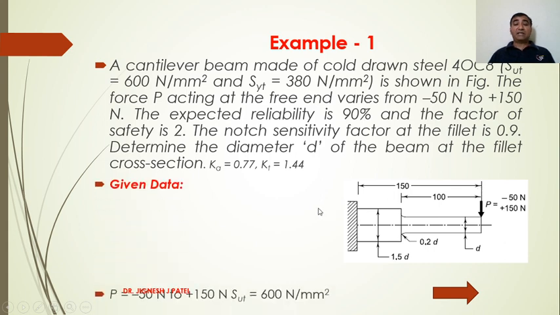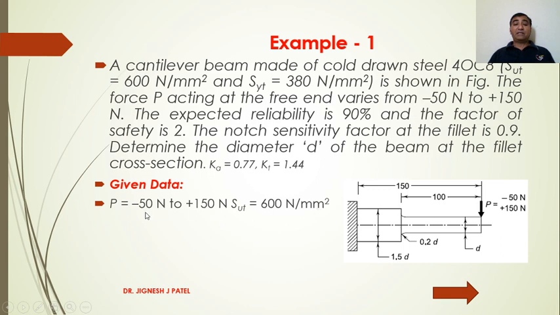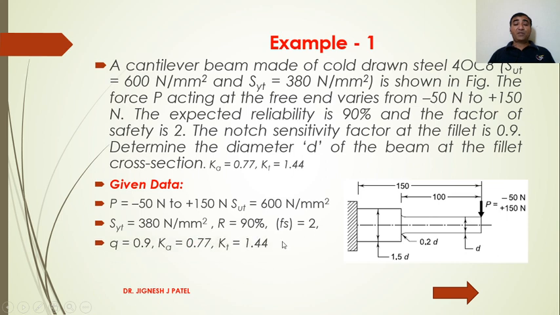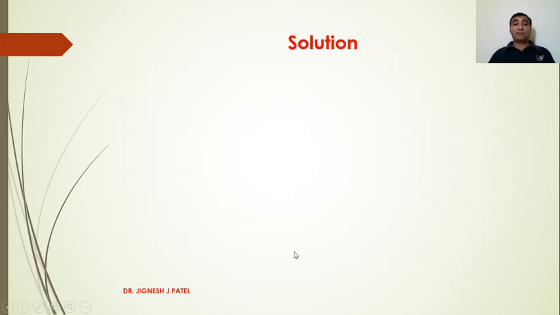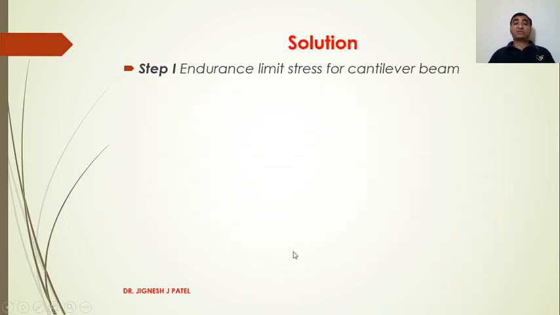Now given data: P is minus 50 Newton to plus 150 Newton, ultimate stress 600 Newton per mm square, end point stress 380 Newton per mm square, reliability 90%, factor of safety is 2, notch sensitivity factor q is 0.9, surface finish factor Ka is 0.77, stress concentration factor 1.44. Now solution. The first step is to find out the endurance limit stress for the cantilever beam.